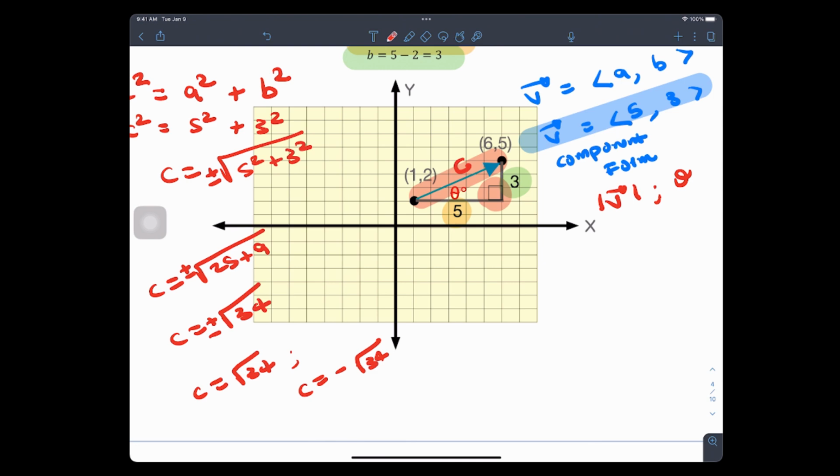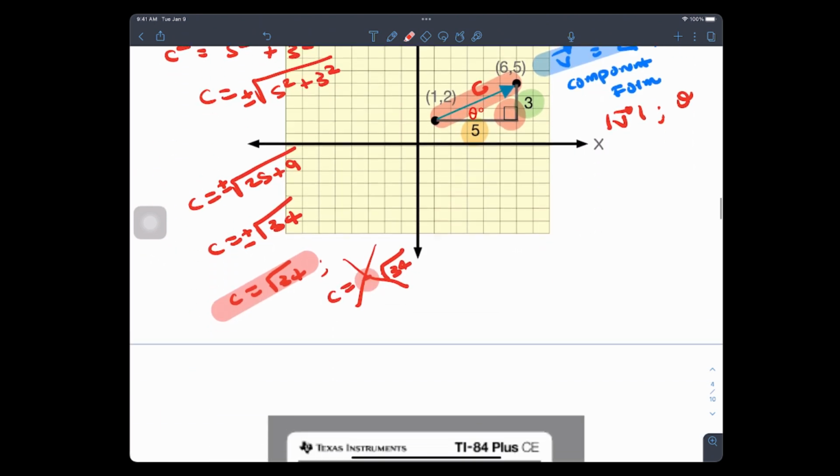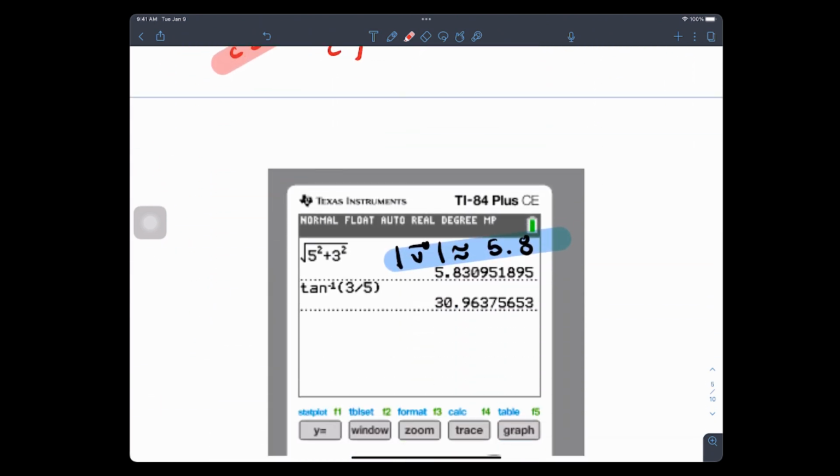If they ever ask you to find distance, ladies and gentlemen, distance is never negative. You have to throw out the negative value. By algebra, yes, you got two numbers, plus or minus, but distance is always positive. So that's why you're going to see here the absolute value of v is approximately 5.8 to the nearest tenths. That's the approximate length of your vector, and it's a positive number.